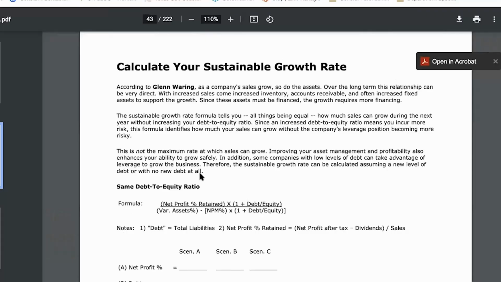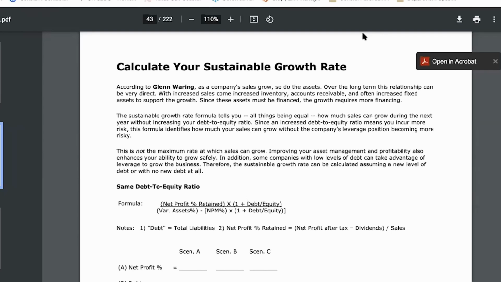So I hope each of you are on the page in your workbook. On the top of the page, it says calculate your sustainable growth rate. And if you would, read the top 3 paragraphs to yourself on that page under calculate your sustainable growth rate. Just read those first 3 paragraphs. So it tells us in that second paragraph, the sustainable growth rate formula tells us, everything being equal, how much sales can we grow over the next year without increasing our debt to equity ratio.